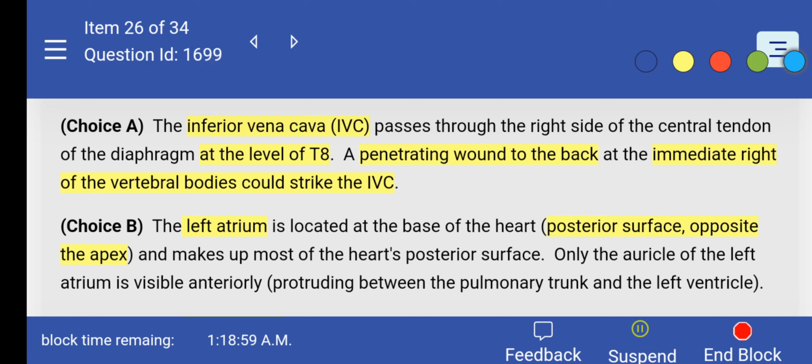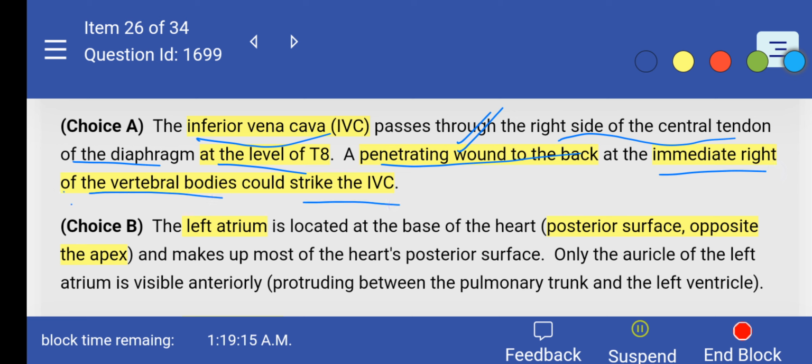Why not option A? Because the inferior vena cava passes through the right side of the central tendon of the diaphragm at the level of T8. A penetrating wound to the back, immediate right of the vertebral bodies, could strike the inferior vena cava. That is the first point to be remembered.